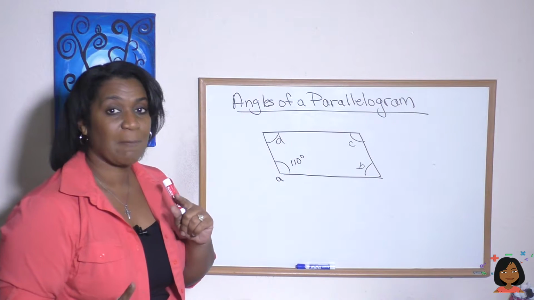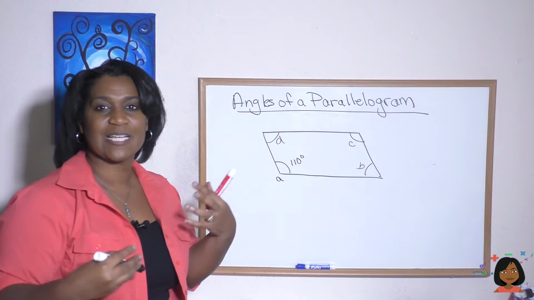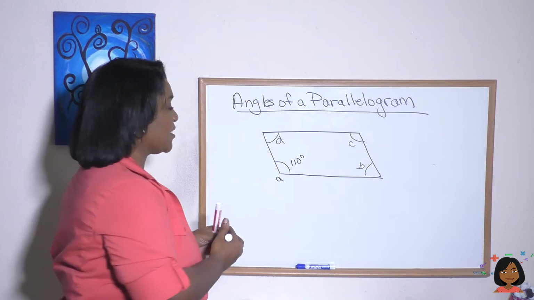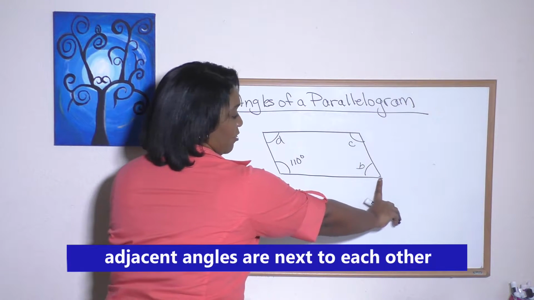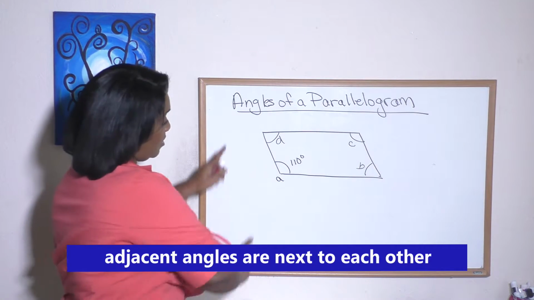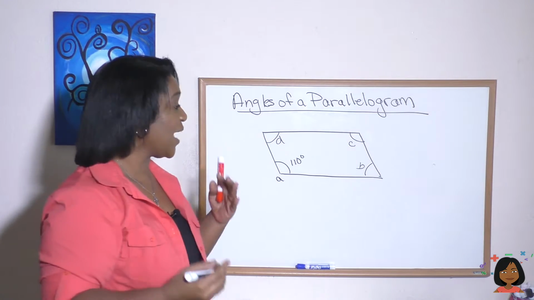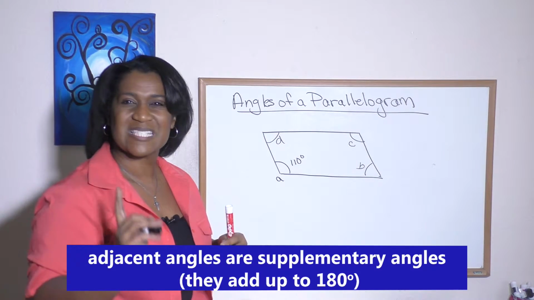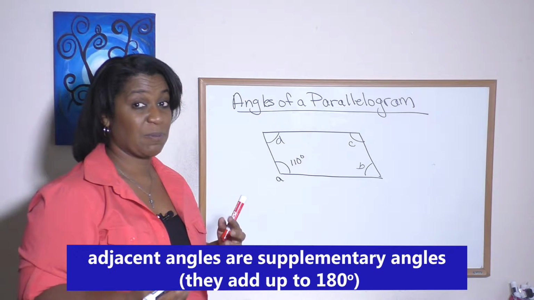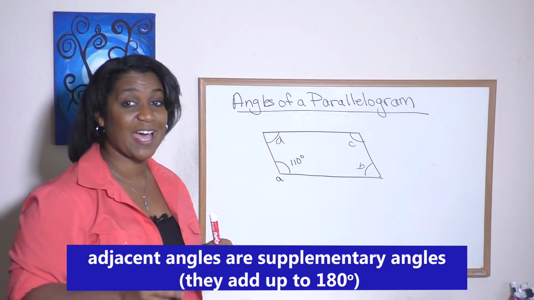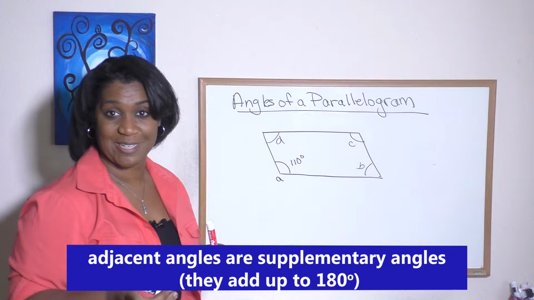Well, you might remember way back when we learned something called adjacent angles. Adjacent angles are angles that are next to each other. So A and B are adjacent, and also A and D are adjacent. Adjacent angles are also supplementary angles. Supplementary angles are angles that add up to 180 degrees.